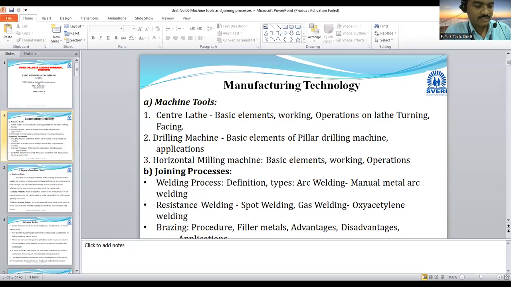This chapter is very much interesting, very practical aspects are already covered, and you can visit our workshop for more clarity and more understanding. We have different machine tools like lathe machine, drilling machine, milling machine, etc. So anyone, what is machine? Students who are present physically, anyone?